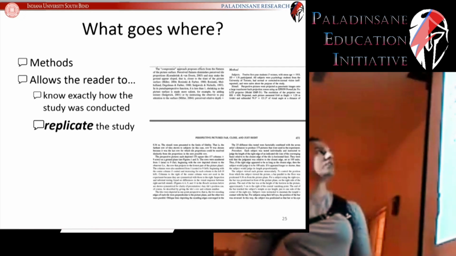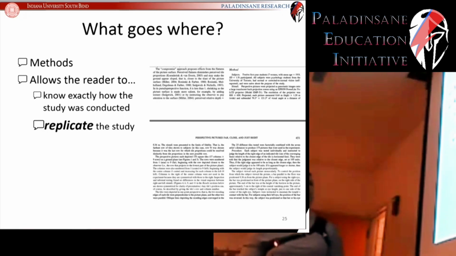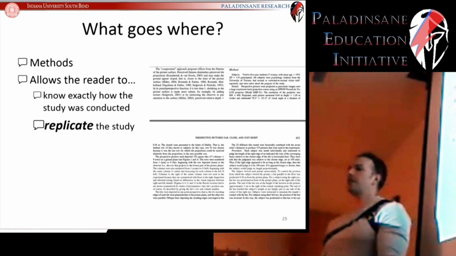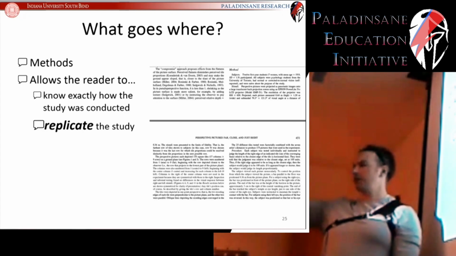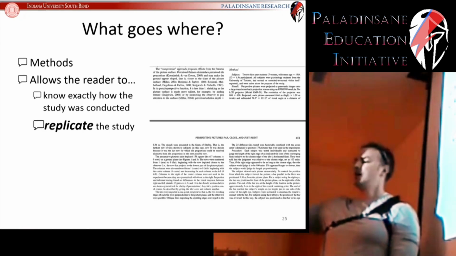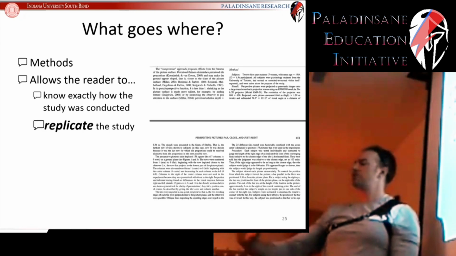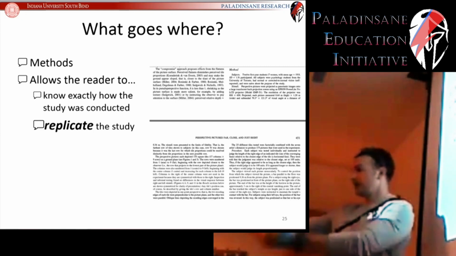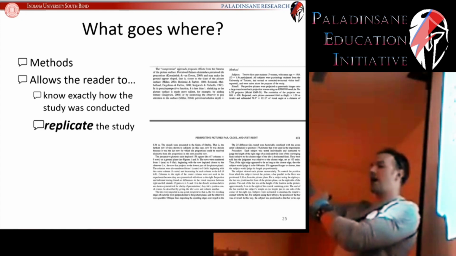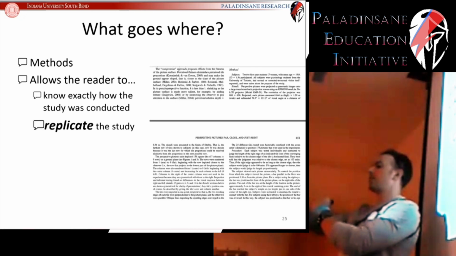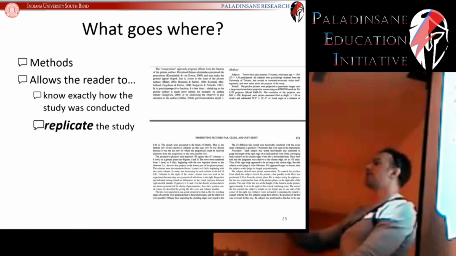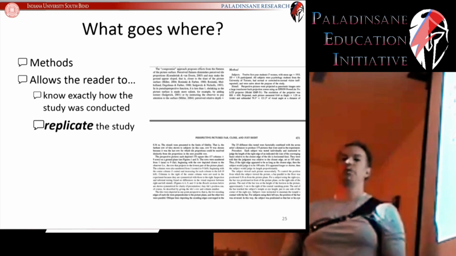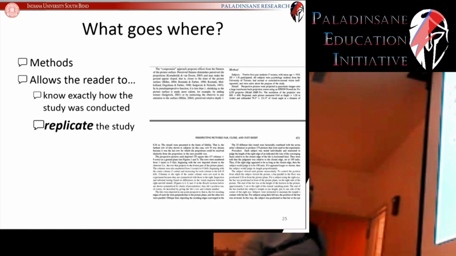So the best analogy for the method section is it's a recipe from a cookbook. And the same way that the recipe in a cookbook says, here's the ingredients that you need, and here's how you combine them all so you can bake this cake. The method section is going to say, here's the ingredients that you need. We have these subjects, we have these apparatuses and stimuli, and here's how you combine it. Here's the procedure we go through in order to produce the experiment that we did.